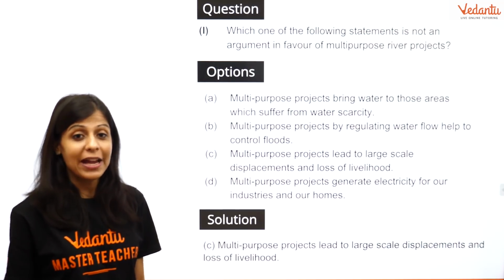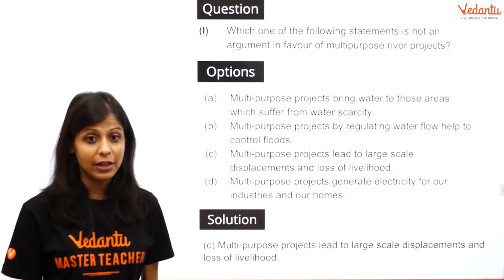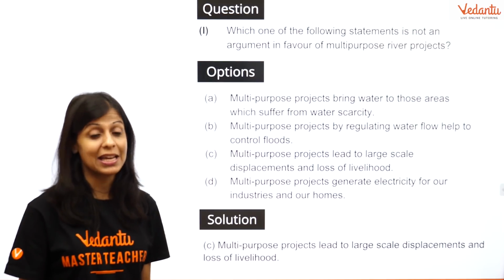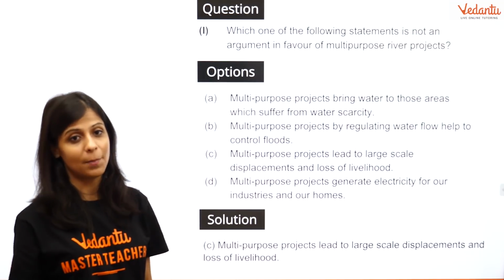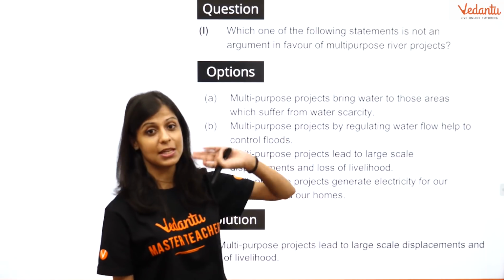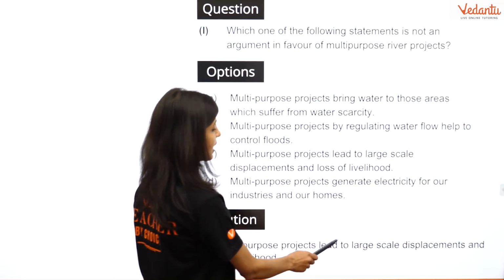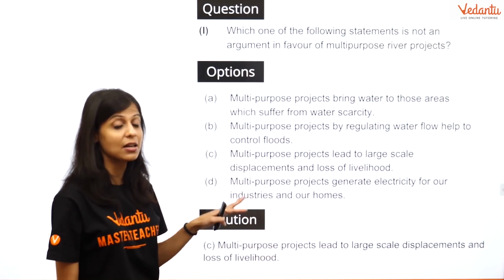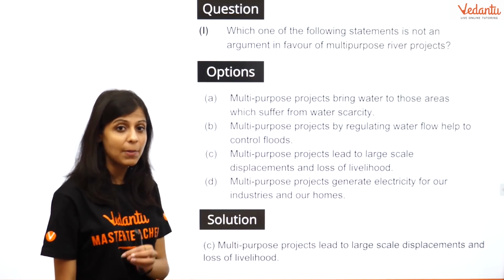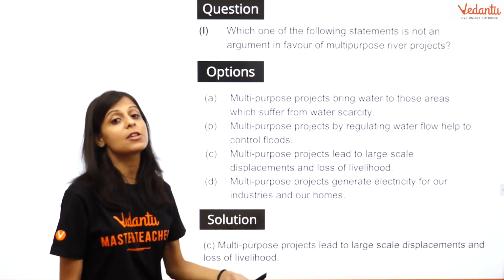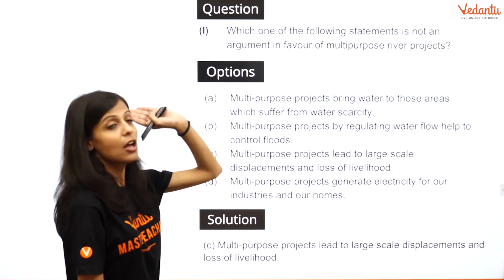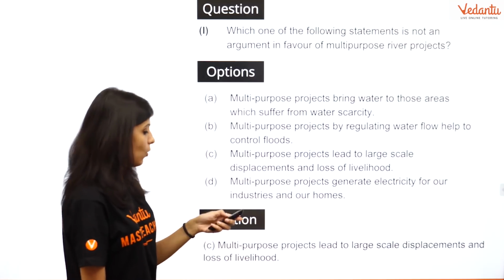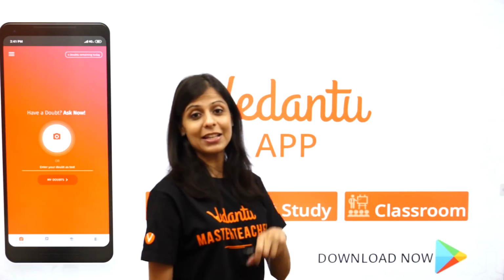Yes, the right option is the one that is speaking against the multi-purpose project. What I get from the statement is that multi-purpose projects lead to large-scale displacement. You are arguing against the project when you say that, so it does not go in its favor. That is what they are asking you to segregate out of these given set of points. So on that note, I'm going to end the discussion right here.